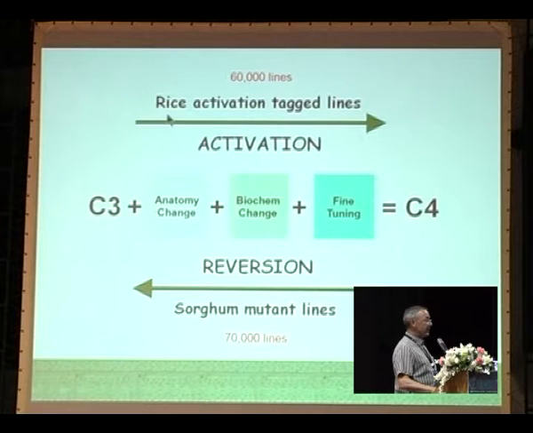And so one of the processes that I told you was we screen rice activation tag lines, and we've screened about 60,000 of those now, either through populations that have been sent to IRRI or through us going to Sumei and Jinan's lab in Taiwan and Korea to screen their lines in the field. And we've screened 70,000 sorghum lines for a reversion of the C4 pathway.